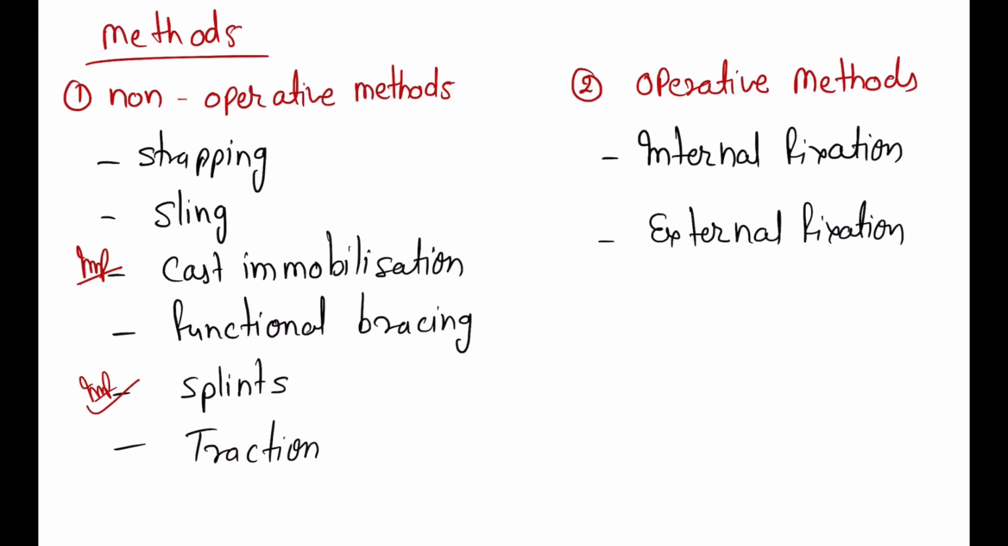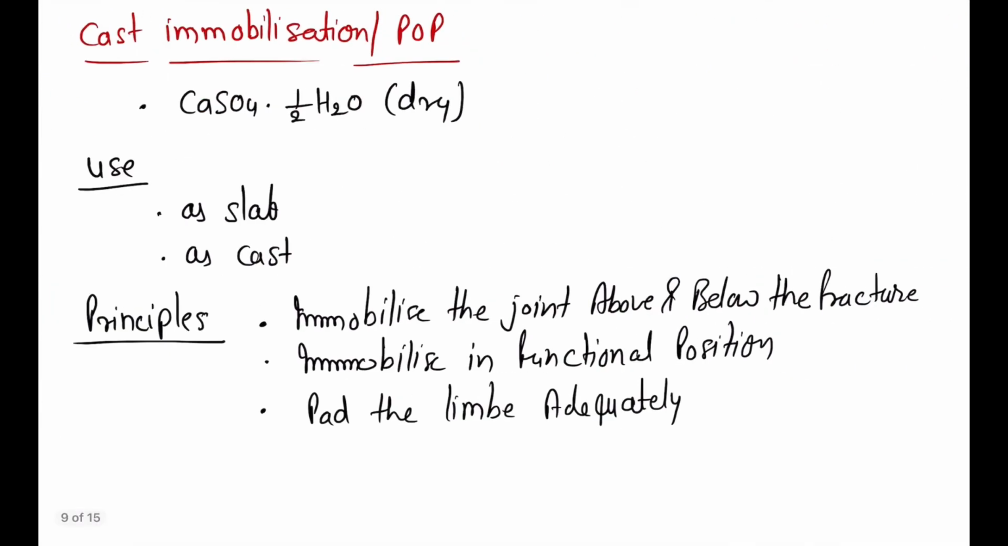So we'll talk about cast immobilization and splints. Okay, these have been asked in our exam. So cast immobilization is plaster of Paris only. So here is the formula of plaster of Paris: CaSO4 dot half H2O, that is in dry condition. So as for the use of POP, we can use it as a slab or as a cast. A slab is when we are doing the plaster partially.